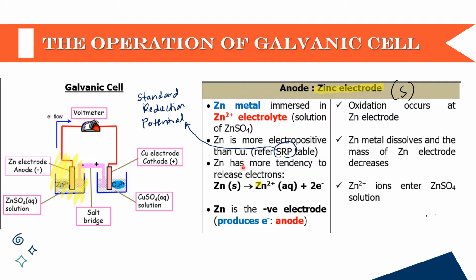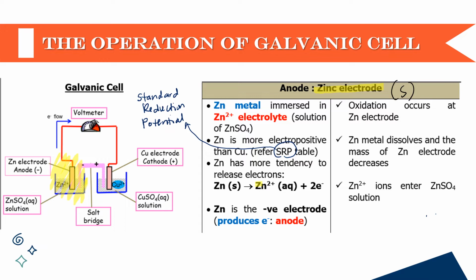This means that zinc has more tendency to release electron. Zinc prefers to release electron over here. What does it mean by zinc prefers to release electron? It will undergo oxidation process. So zinc, when it releases electrons, will produce zinc 2+ aqueous. So that's why zinc is the negative electrode.